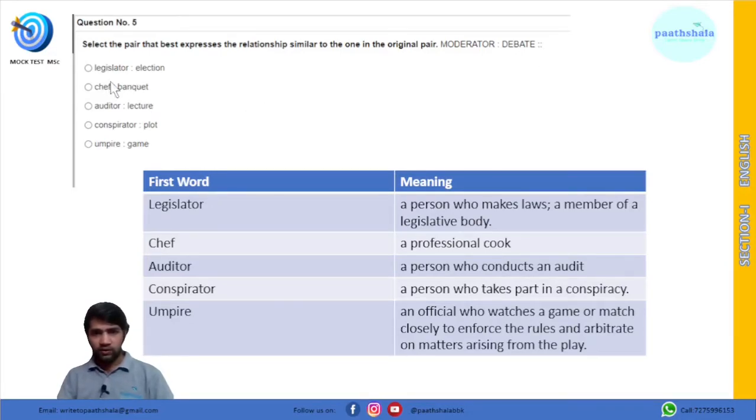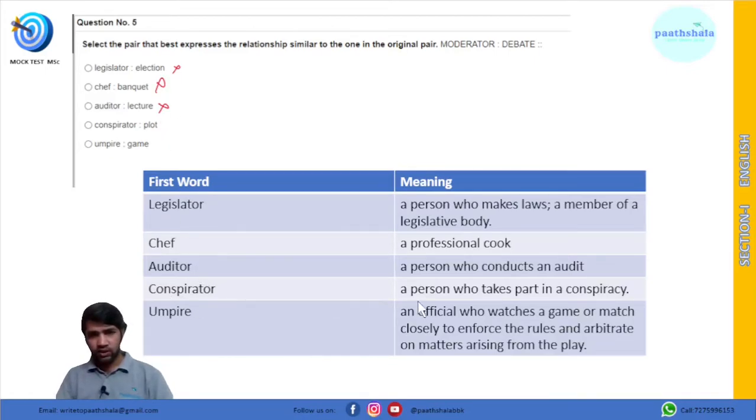Here, look at the first words. The first word is legislator. A legislator is basically a person who makes law or a member of some legislative body. Here it has no connection with the election, because he is not in the election, whereas a moderator is always present in the debate. Now talking about chef. A chef is basically a professional cook. He is present at a banquet, but he is not leading the banquet. But next is auditor. An auditor is a person who conducts audits. It has no connection with the lecture, so this is also not going.